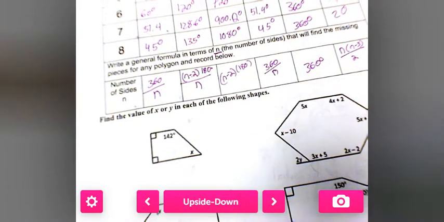Okay, we're going to do the bottom right here, and then I'm going to make sure you guys know how to do your homework, and then we'll be all done.